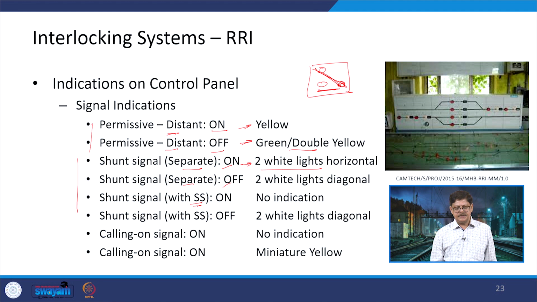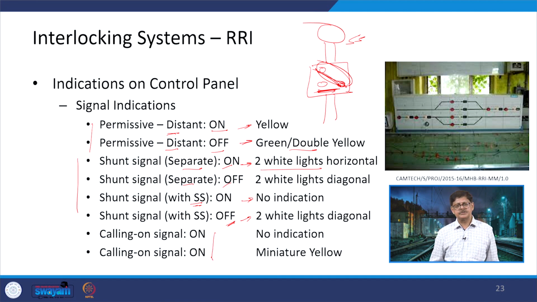Then in the case where they are provided with the stop signals, in the on condition there is no requirement, no indication may be there, but if it is an off situation, then the two white lights diagonal will be coming. So it means now it is on this post, where at the top the stop signal is being provided. In that case only this is going to be lit, this will not be lit.